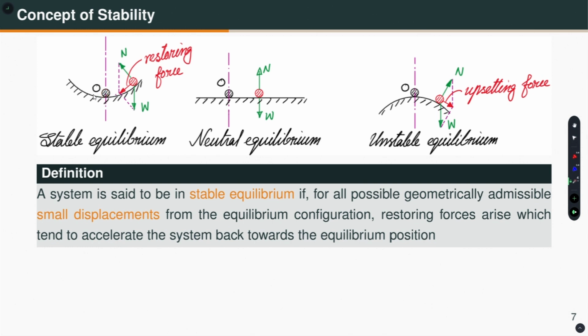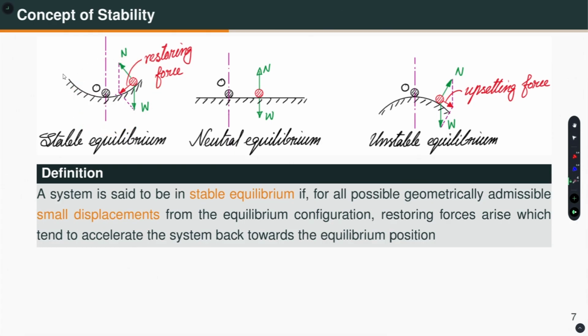So, this is called stable equilibrium, and how do we define a stable equilibrium? We say a system is said to be in stable equilibrium if for all possible geometrically admissible small displacements from the equilibrium configuration, restoring forces arise which tend to accelerate the system back towards the equilibrium position. Geometrically admissible means that the displacement must be consistent with the constraints that are present in the problem. So, this is what is happening in this case, and we call it a stable equilibrium.